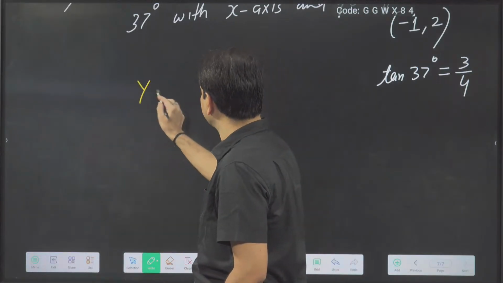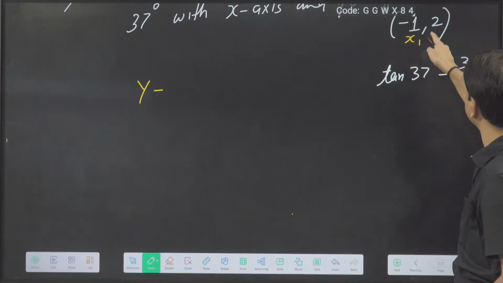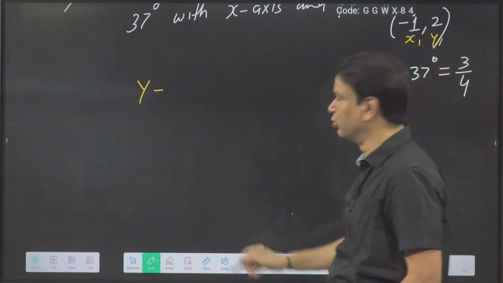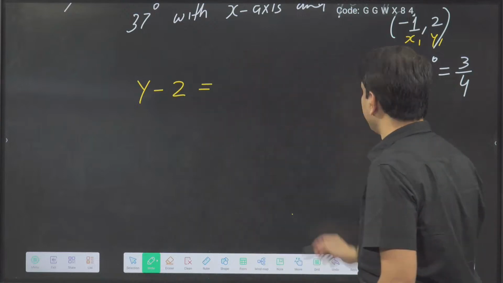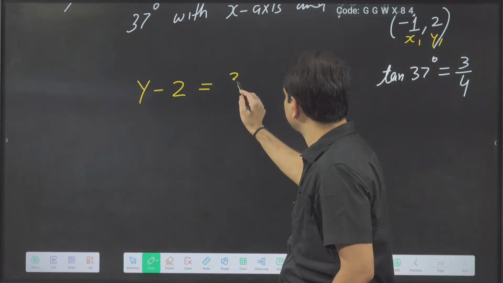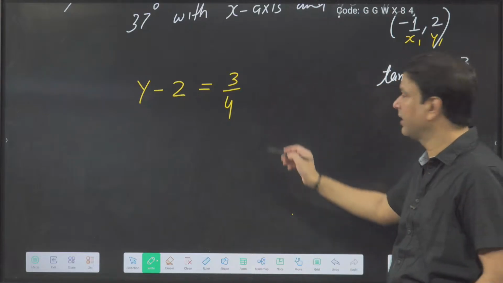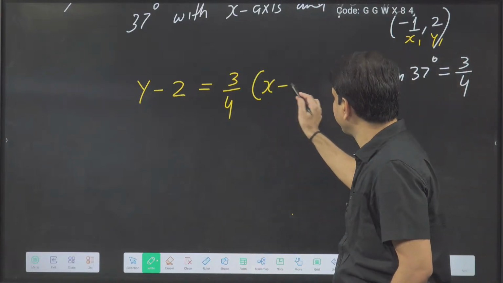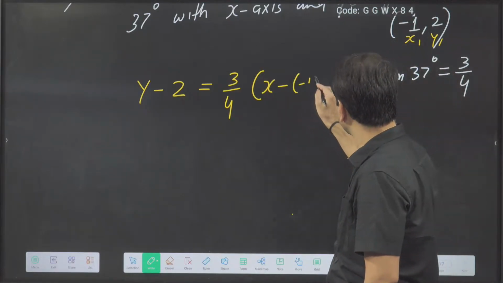y minus y1. What is y1? This is the x1, and this is the y1. y1 is 2. So y minus y1 is equal to m, what is the m? Slope is 3 by 4. y minus y1 is equal to m times x minus x1. What is x1? Minus 1. So minus of minus 1.